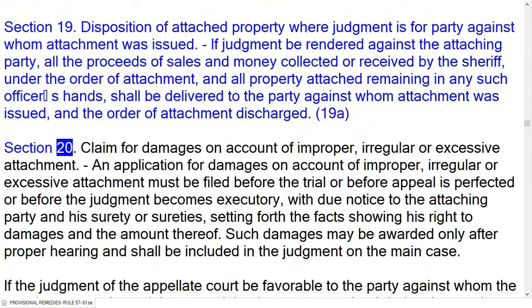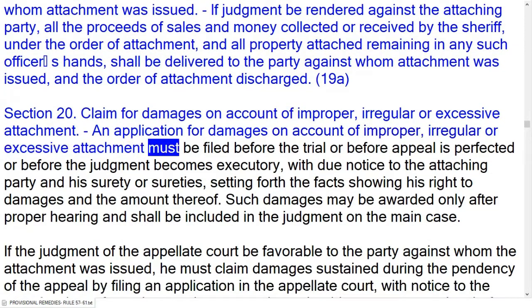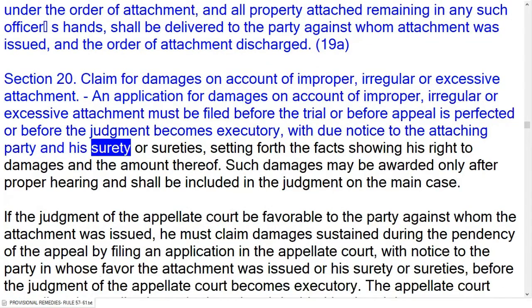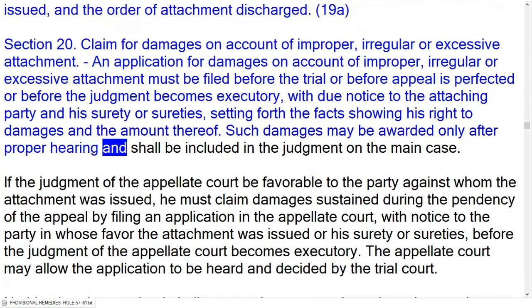Section 20. Claim for damages on account of improper, irregular, or excessive attachment. An application for damages on account of improper, irregular, or excessive attachment must be filed before the trial or before appeal is perfected or before the judgment becomes executory, with due notice to the attaching party and his surety or sureties, setting forth the facts showing his right to damages and the amount thereof. Such damages may be awarded only after proper hearing and shall be included in the judgment on the main case.